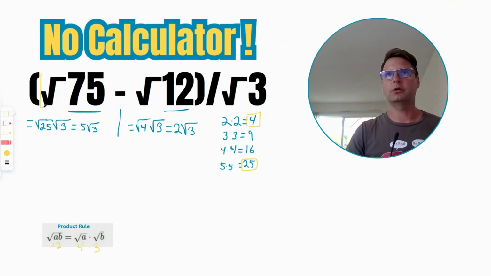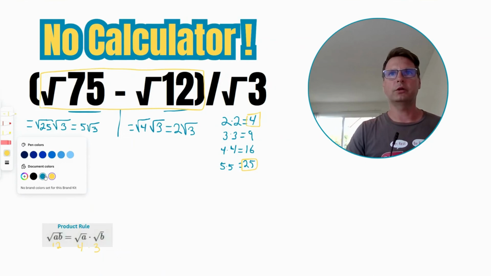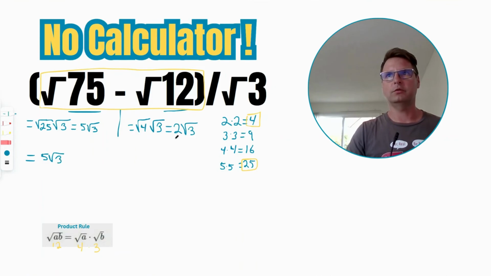Now let's rewrite the whole numerator here. Since we found what the square root of 75 was equal to, and we also found what the square root of 12 was equal to, we can rewrite the whole numerator by substituting what they're equal to. So the square root of 75 is equal to 5 square root of 3. And then what was the square root of 12 equal to? That was equal to 2 square root of 3, right? So minus, don't forget our minus sign, 2 square root of 3.